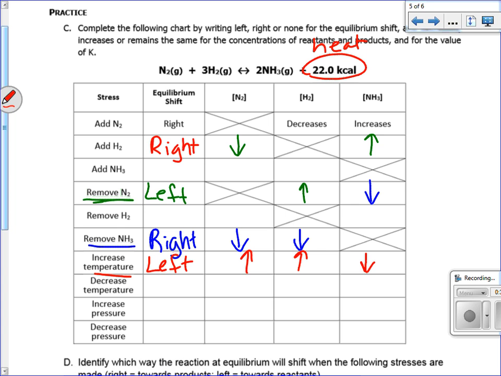So if I'm adding in something on the product side, I shift the other way. It goes towards the products, correct. Adding is opposite, removing is same.